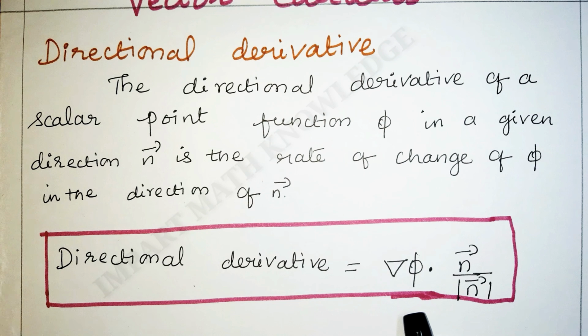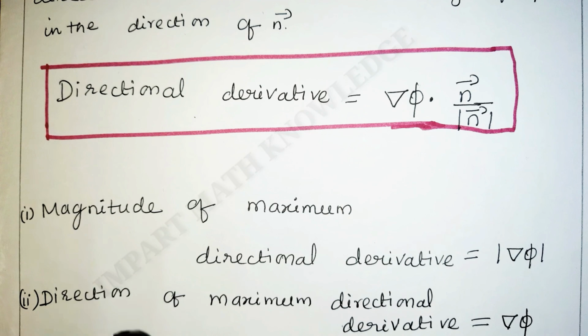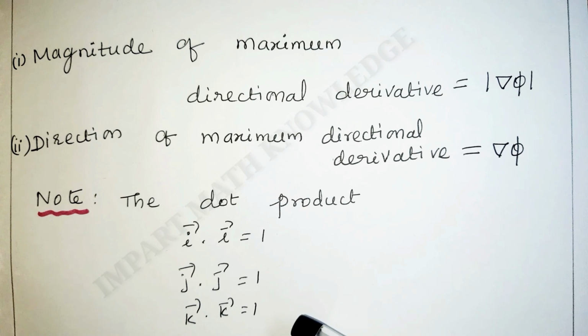Del phi is nothing but grad phi. Magnitude of maximum directional derivative is modulus of del phi. Direction of maximum directional derivative is del phi itself. The dot product i vector dot i vector is equal to 1, j vector dot j vector is equal to 1 and k vector dot k vector is equal to 1.